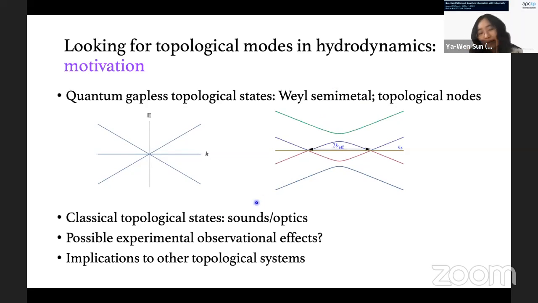And there has been a lot of work on this kind of classical topological states of matter, like topological sounds and topological optics. So here we want to try to find similar classical topological states of matter from relativistic hydrodynamics. And also because there are a lot of experimental realizations of relativistic hydrodynamic systems, we want to see if we could also observe this effect in experiments. And we also want to know if this has implications for other topological systems too. So this is the motivation of my work.